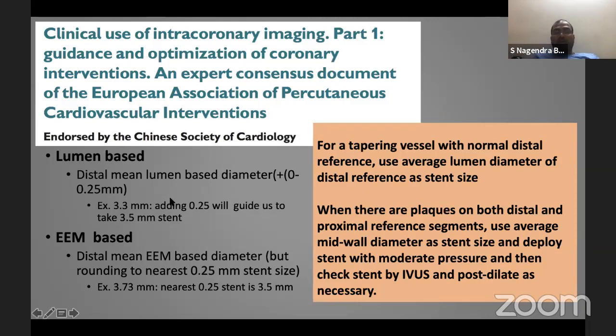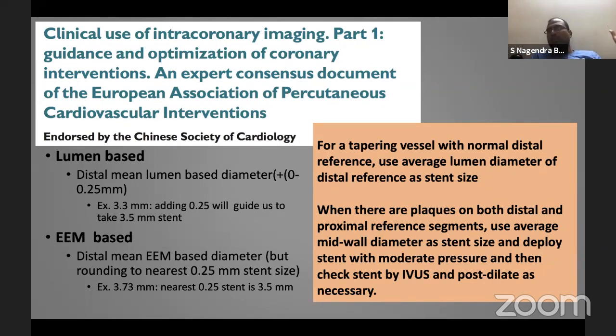So these are the two strategies we have described: lumen based and EM based. For a tapering vessel with a normal distal reference, we can use the average lumen diameter of the distal reference as the stent size. For example, if a LAD is going to be tapered, basically it's a diffuse disease segment. But if you get a distal reference which is not diseased, you can use the mean diameter of the distal reference. When there are plaques in the entire vessel, a diffusely diseased vessel, of course, you cannot identify a proximal or distal reference.